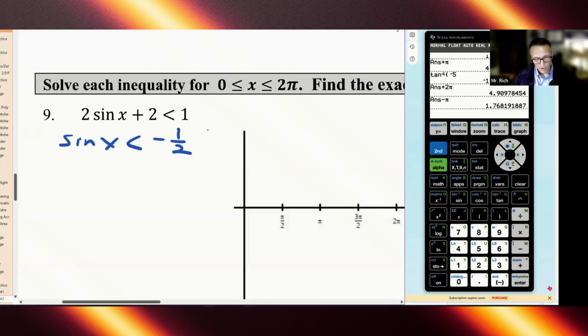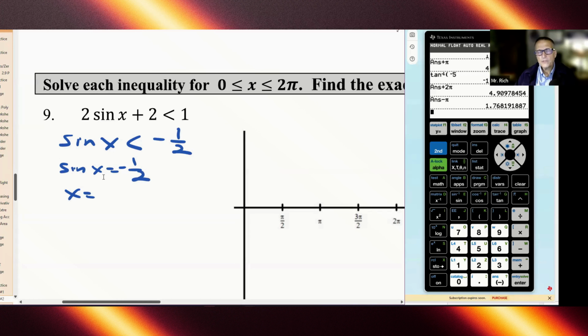Now, I need to find all the angles whose sine is less than -1/2. So in order for me to know that, I want to first find out, where is sine exactly -1/2? Well, I know that it's going to be in the third and fourth quadrants. How do I know that? Well, two ways I know that.